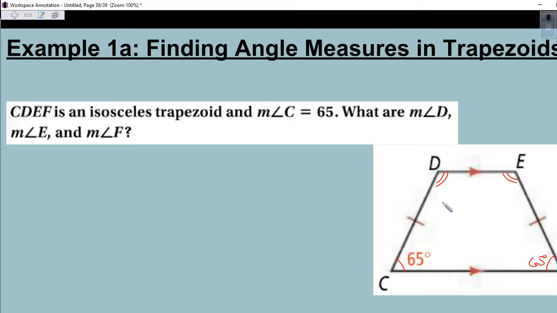Now, in order to find angle D, we have to remember that these are same side interior angles, which means we subtract from 180. So 180 minus 65 gives us 115. So this is 115, and because our base angles are congruent, then this side over here is also 115. So angle D is 115, angle E is 115, and angle F is 65.